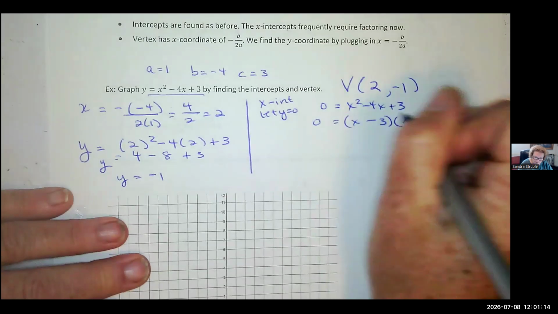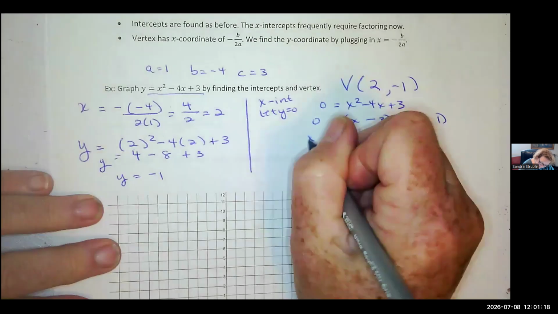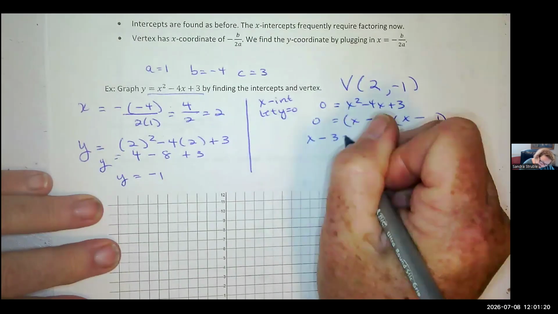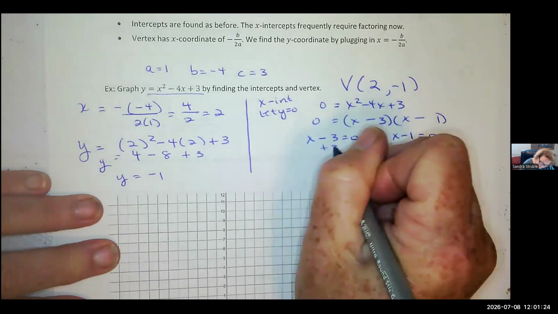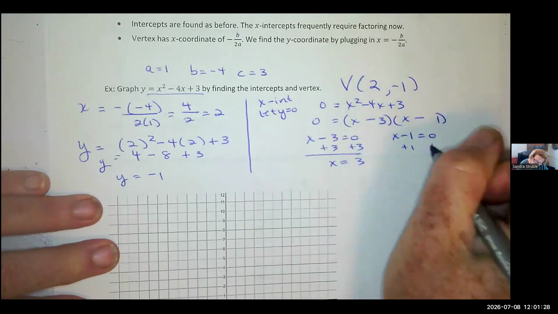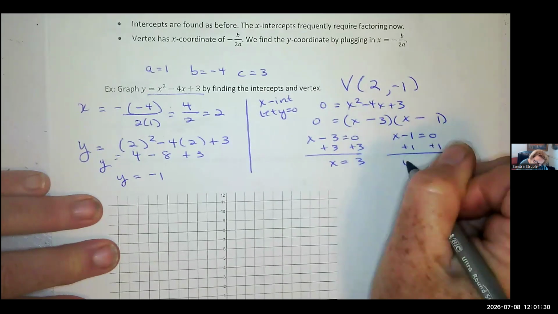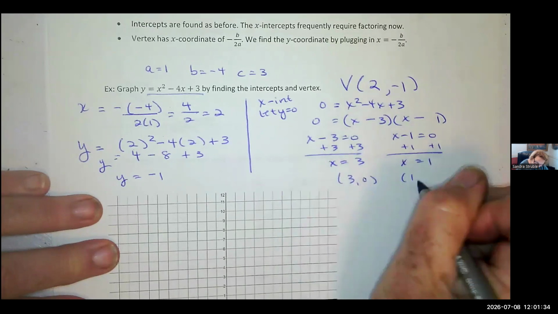We set each of these binomials equal to 0 and solve for x. Add 1 to both sides. So (3, 0) and (1, 0) are our x-intercepts.